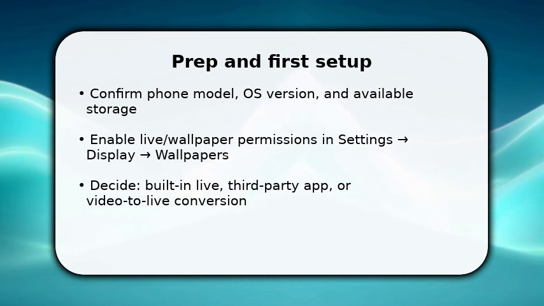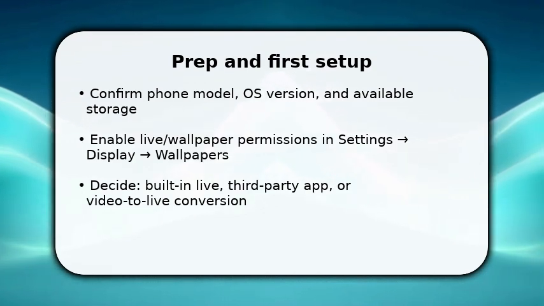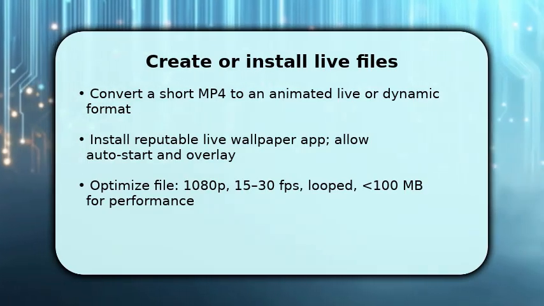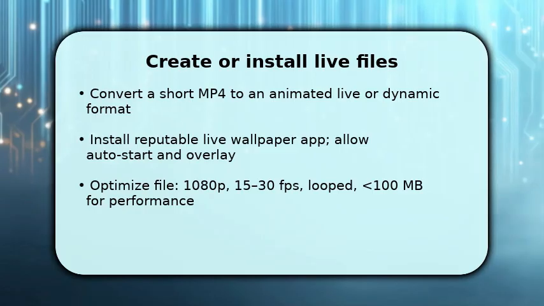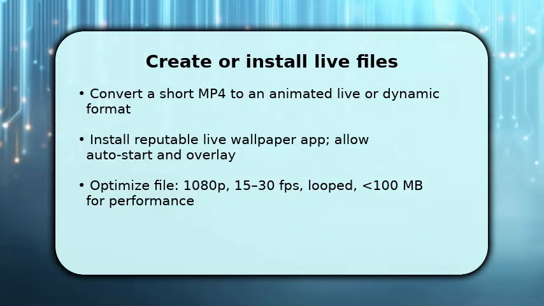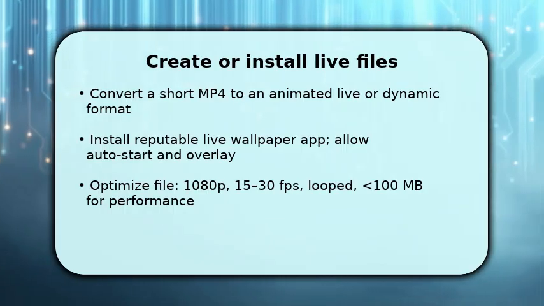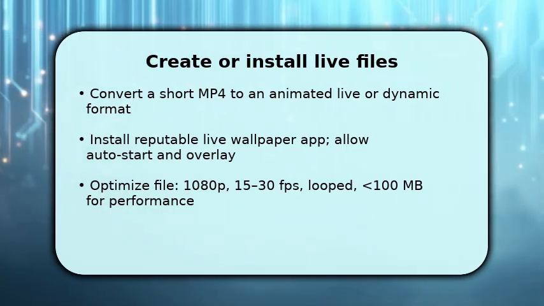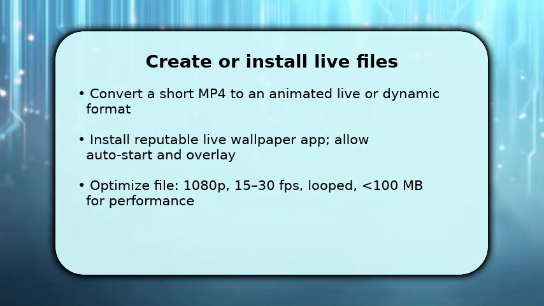Finally, open the chosen app or gallery and locate the live app. Next, you convert or install the live asset. If using a video, trim to a few seconds and export at 1080p, 15-30 fps, looped. This balances smoothness versus battery drain. Use a trusted live wallpaper app to import the file. Make sure you permit overlay and auto start so the wallpaper stays active.